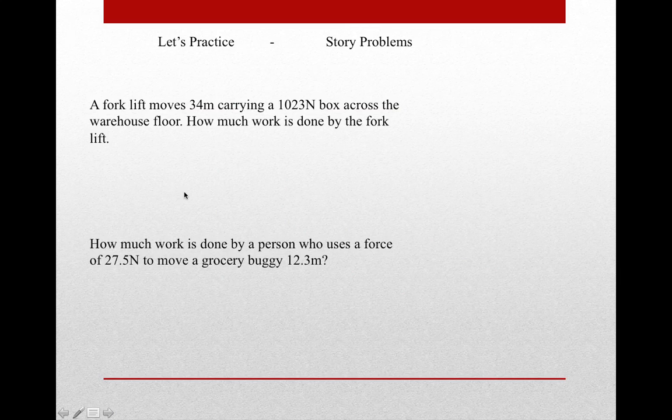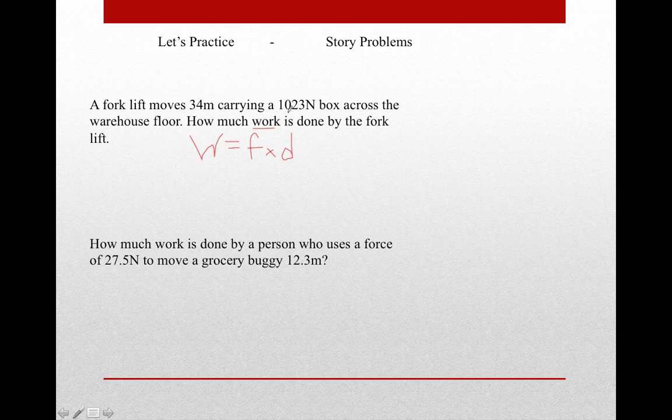Okay, story problem. You're going to get a lot of these, so let's practice them. But similar to the last one, you just have to find the information yourself. So a forklift moves 34 meters carrying a 1,023 Newton box across the warehouse floor. How much work is done by the forklift? So I always start off by writing my equation. Work equals force times distance.